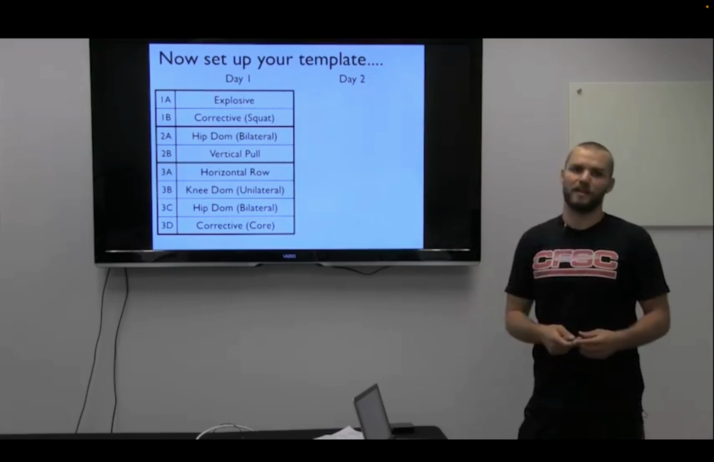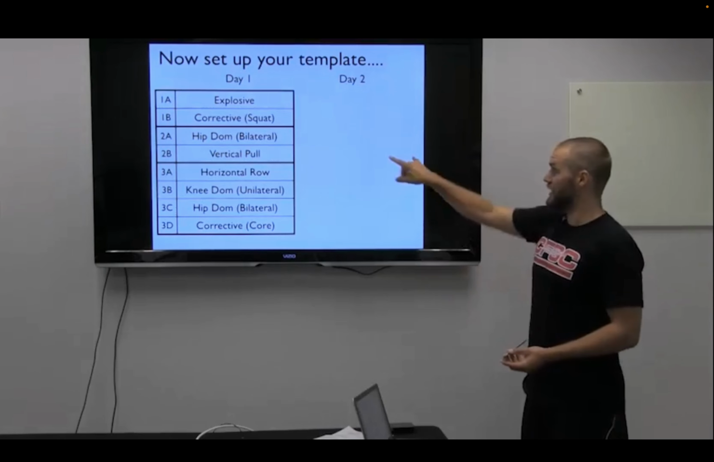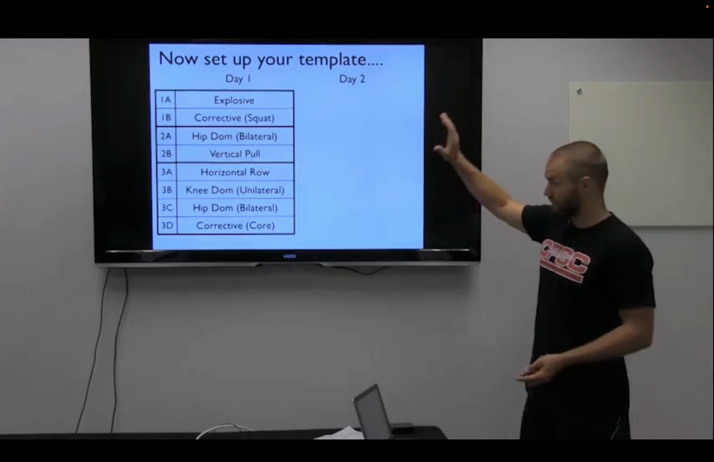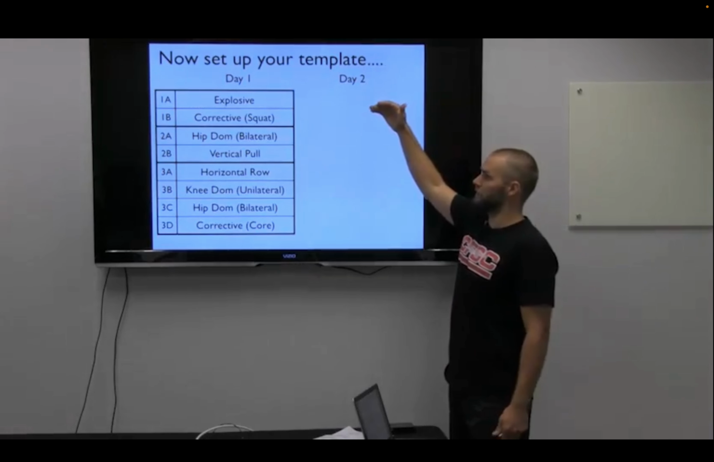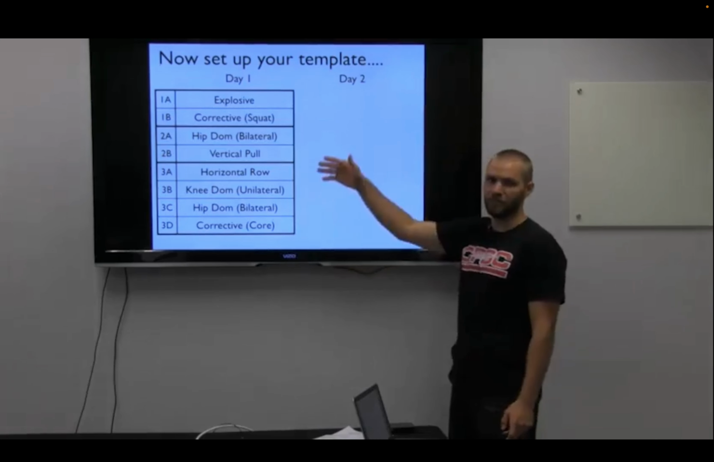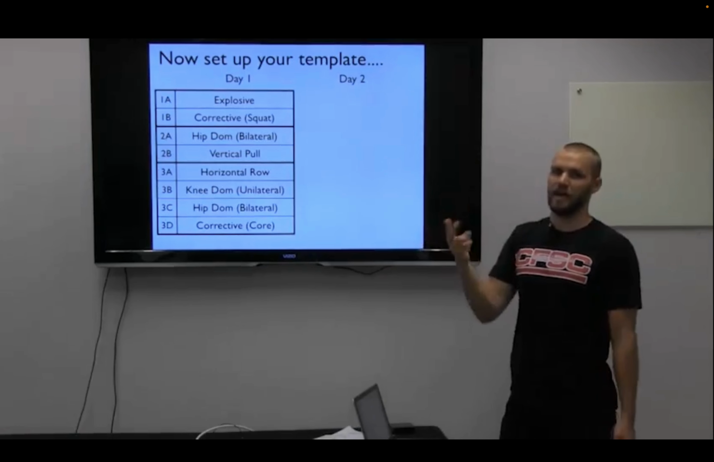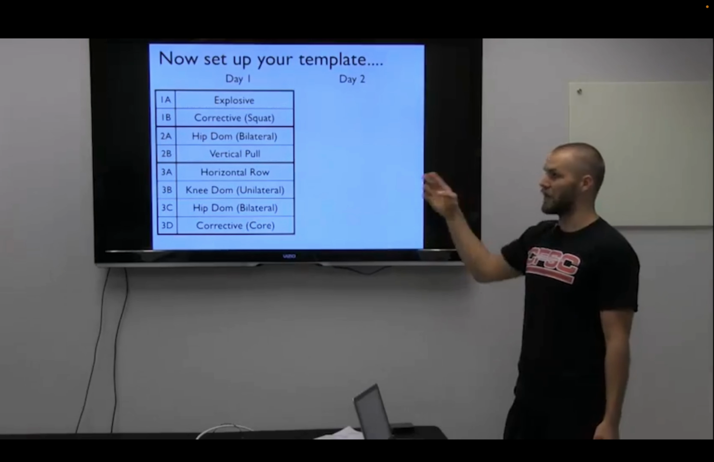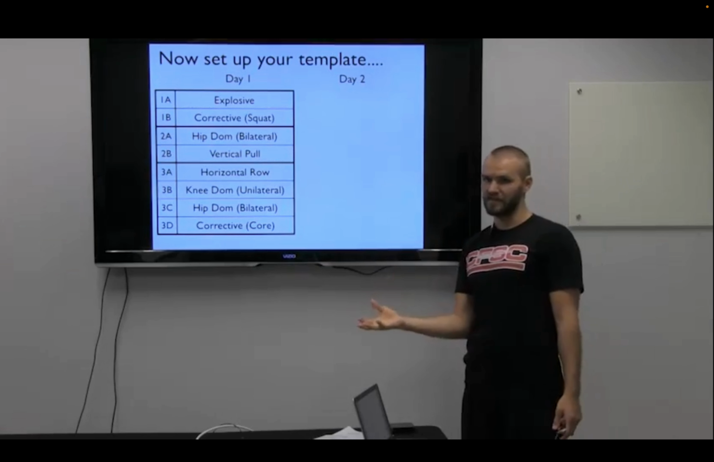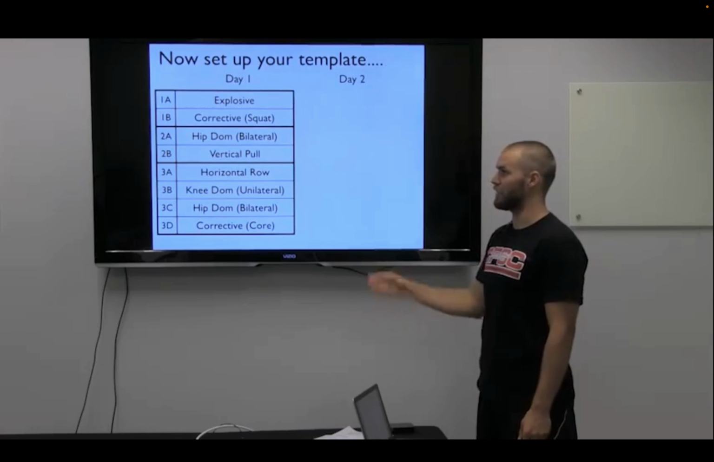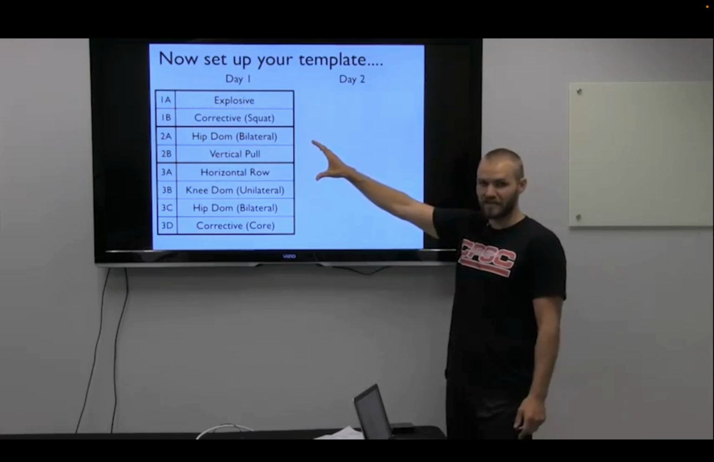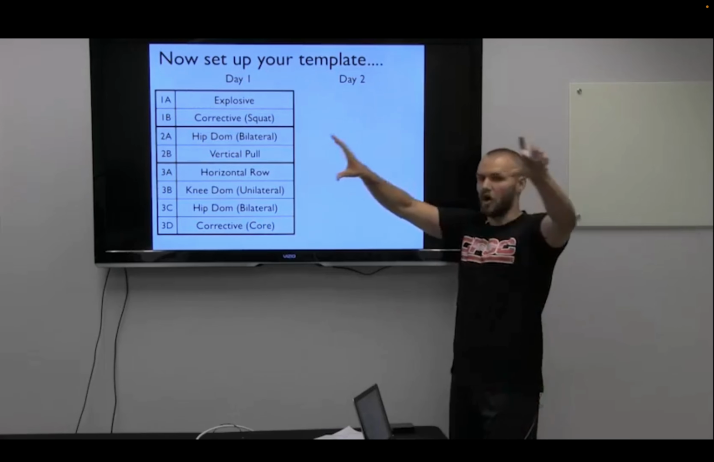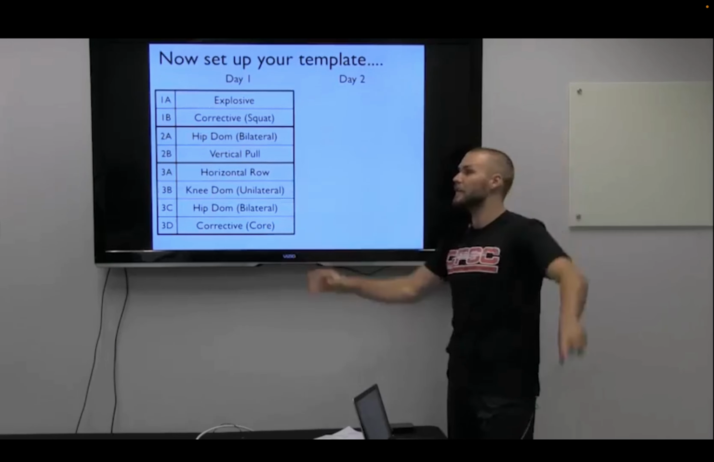So now that you've put everything into categories, you can set up your template. Obviously in a 2-day template, which I'm going to show you, we want to get all of those 10 movements in 2 days. If I had a 4-day template, I would probably want to get all those movements in twice. If I have a 3-day template, I can probably decrease the number of exercises and get all 10 of my movements over 3 days.